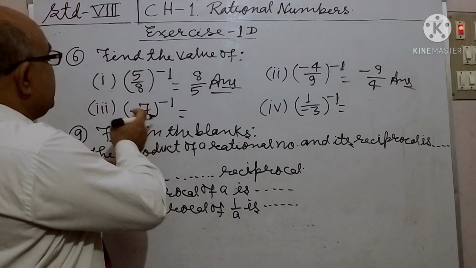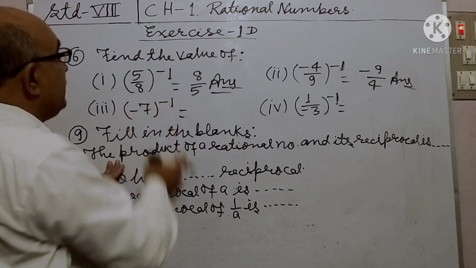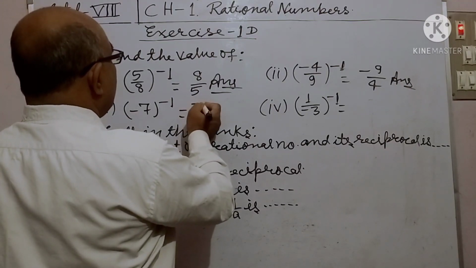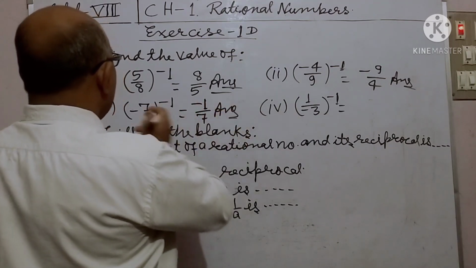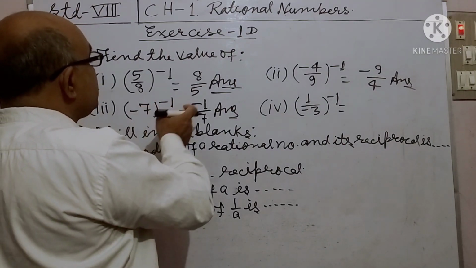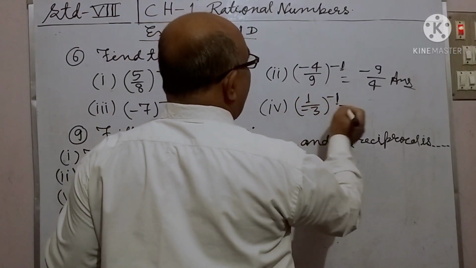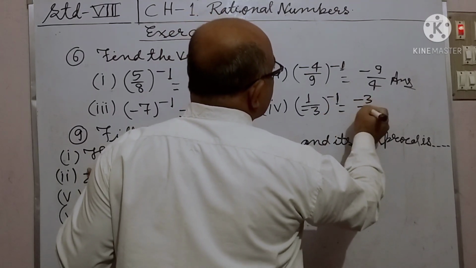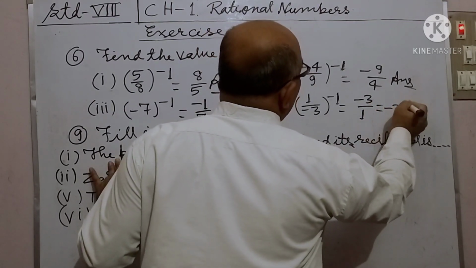And question number 3. Minus 7, that means minus 7 by 1. So minus 7 to the power minus 1 changes into minus 1 by 7. Answer. And 1 by minus 3 to the power minus 1. So it changes to 3 by 1 equal to minus 3 by 1 equal to minus 3. Answer.